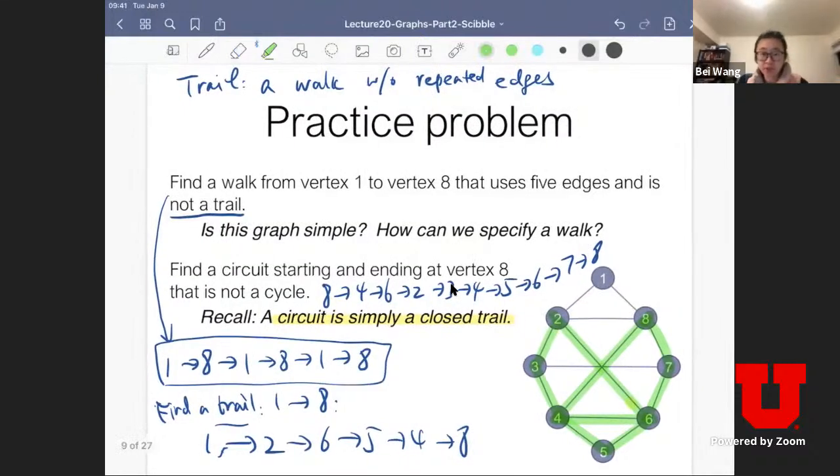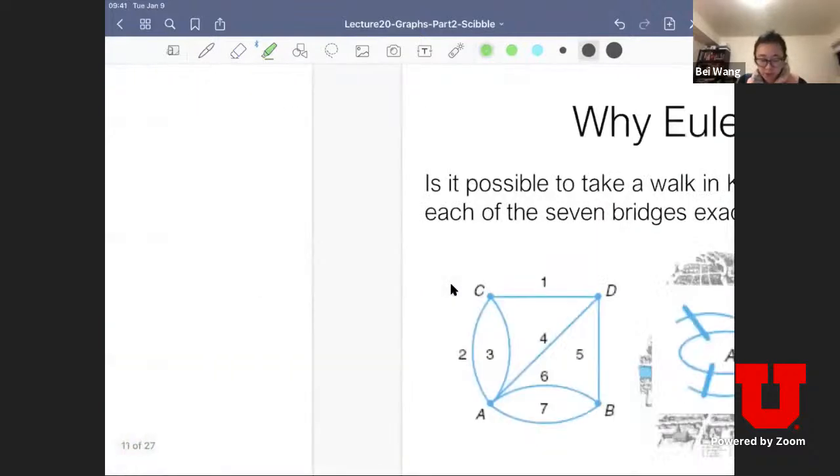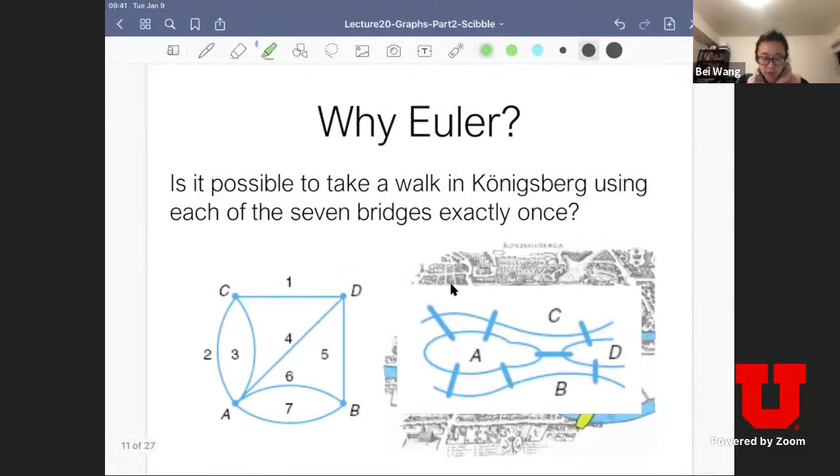And also you can double check that this new circuit is not a circle, but is a closed trail. Okay, the next question is the question of what is an Eulerian graph? And we'll come back to this page soon. But the whole concept came from the famous 7-bridge problem, right?